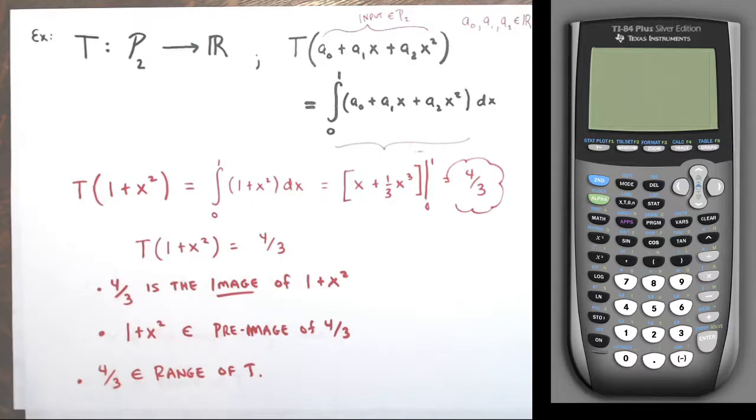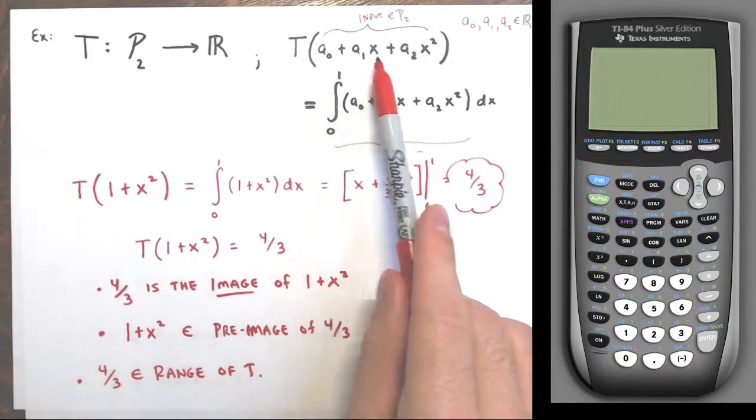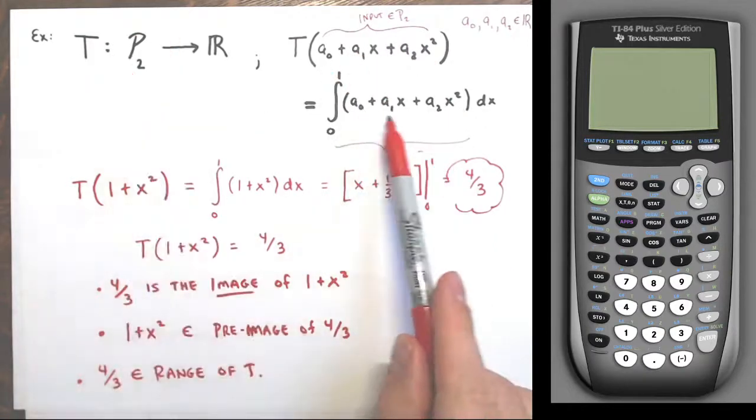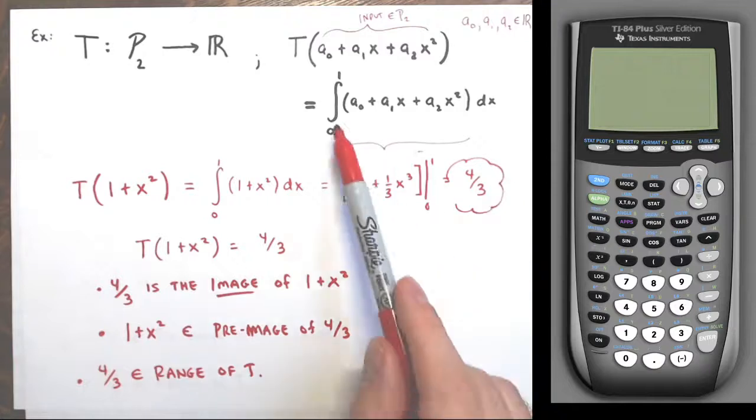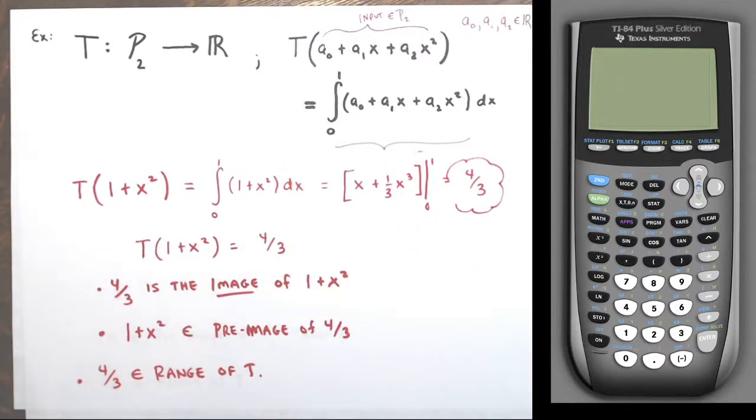And then, you know, T of 0 would be 0, and T of 1 would be 1. Whatever, you can plug in all sorts of stuff here. Again, my input is any polynomial of degree 2 or less, and my output is simply the number I get when I take the definite integral from 0 to 1 of that polynomial. Great. So that's one example. Now you're seeing some rules here, some transformations where the vector spaces aren't the Euclidean vector spaces.